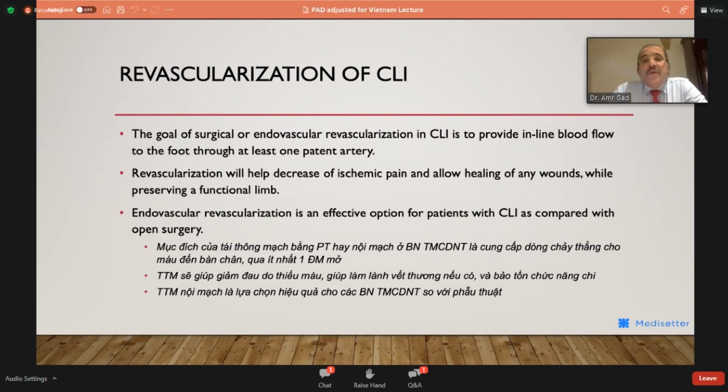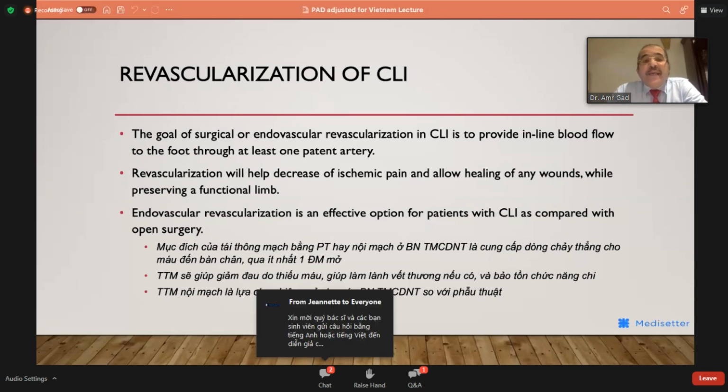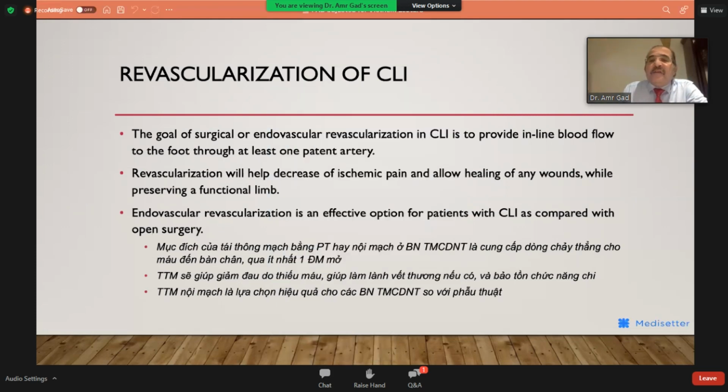Our goal in revascularization in critical limb ischemia, as we all know, the popliteal artery trifurcates into three branches. First, the anterior tibial artery, then the tibioperoneal trunk, which gives the posterior tibial and the peroneal artery. Our aim is to leave the patient with one straight artery bringing the flow to the foot. I am not aiming to revascularize the three arteries. If I can reach one artery, this is much more than enough. One artery that reaches the foot and vascularizes the foot arches.